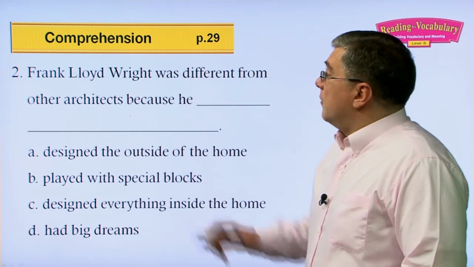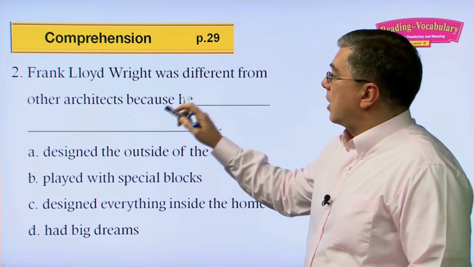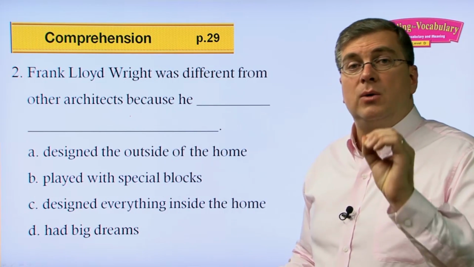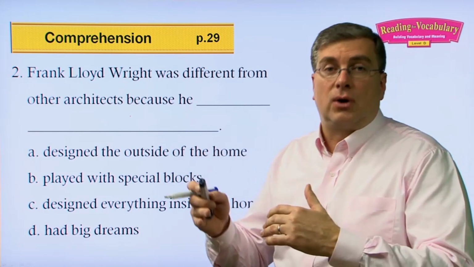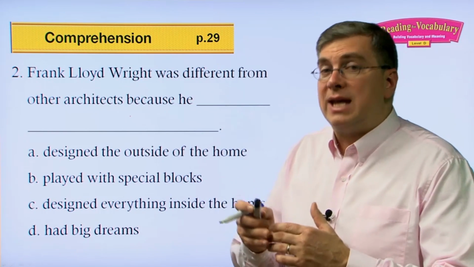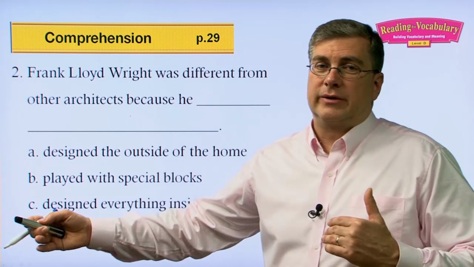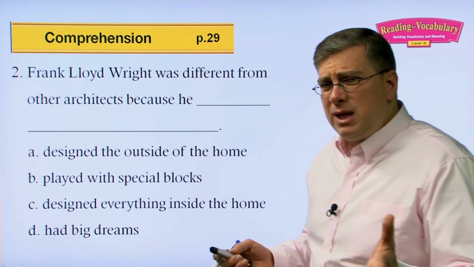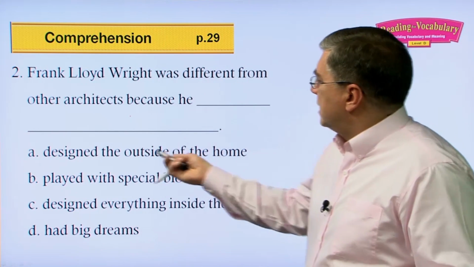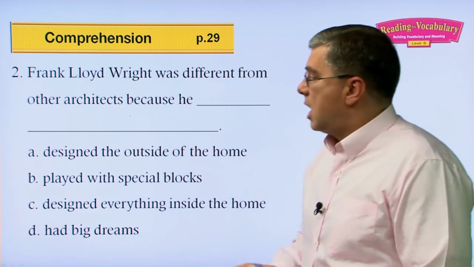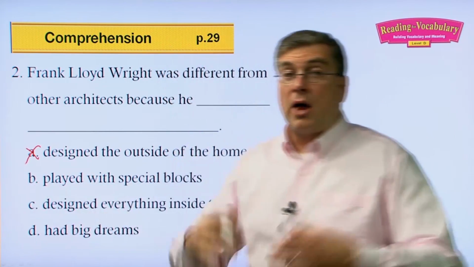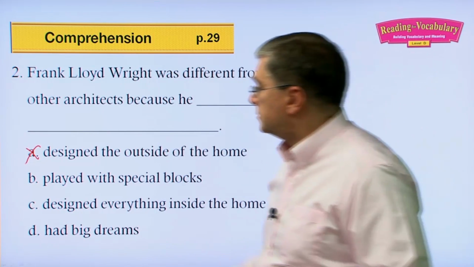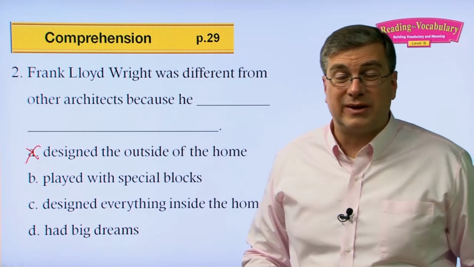Okay, number 2. Frank Lloyd Wright was different from other architects because. So in what way was Frank Lloyd Wright, how did he differ? What made him unique from all the other architects who were working before him and at the same time as him? What made him unique? How was he different? Because he designed the outside of the home? No. As we talked about before, other architects designed the outside of the home too. That wasn't unusual. Because he played with special blocks as a boy?